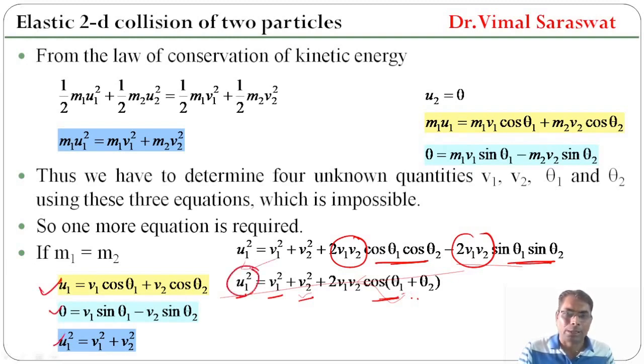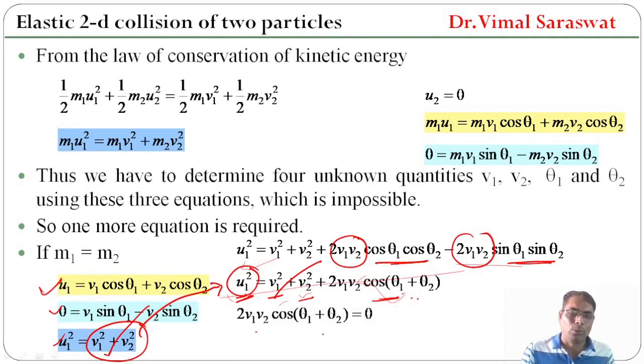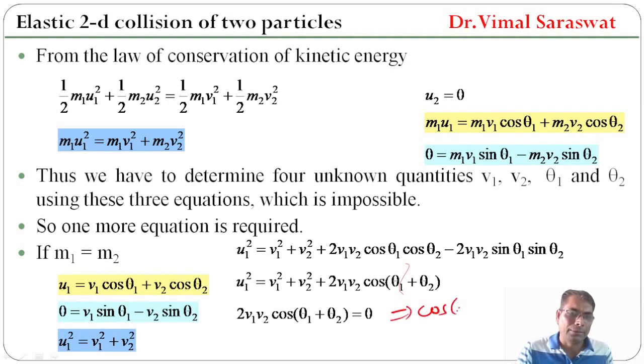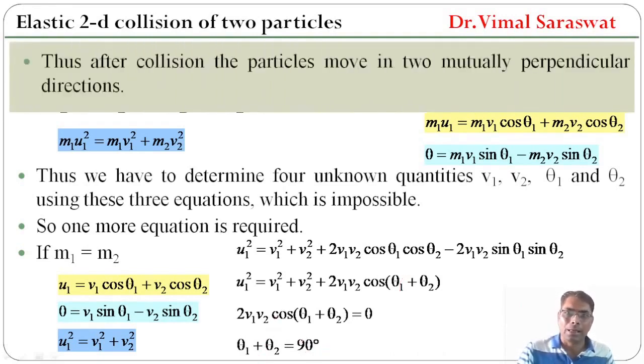Now this u1 square will be replaced with v1 square plus v2 square. So if we put here v1 square plus v2 square in place of this u1 square, then v1 square plus v2 square and v1 square plus v2 square will be cancelled out. So twice v1 v2 cos theta 1 plus theta 2 equal to 0, or cos theta 1 plus theta 2 equal to 0, and from here we get theta 1 plus theta 2 equal to 90 degree. Thus after collision the particles move in two mutually perpendicular directions.